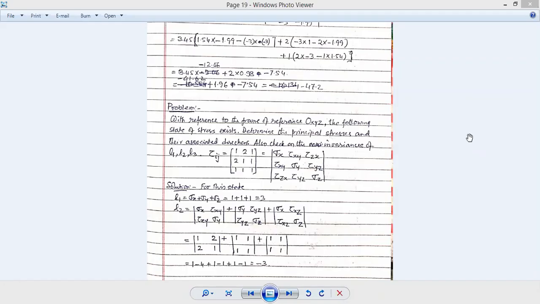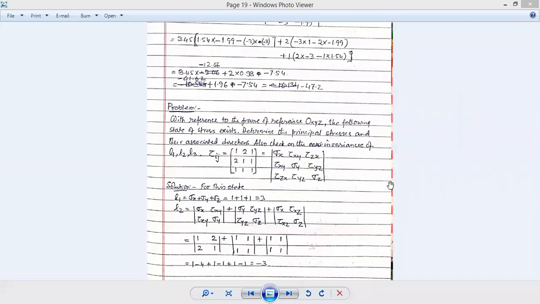Now, the main question is the theory of invariance. Invariance means if we change the original rectangular axis, what will happen to the coefficients of the equation coming out from Cauchy's theorem itself. We have shown that if the axis changes but the value of the original stresses, sigma x, sigma y, sigma z, remains unchanged, then the value of the invariants doesn't change. We have proved that earlier.